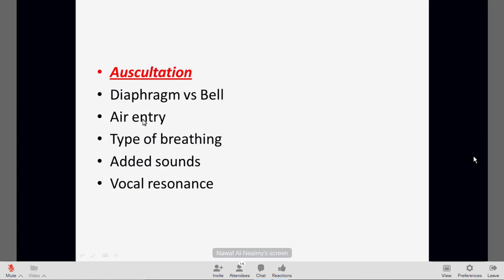The first point is the air entry. I will try to assess the air entry or the breath sound. Now, if you try auscultating a patient or a family member at home, you hear the breath sound and the loudness of the breath sound. From this loudness of the breath sound, I know whether the air entry is good or fair, or if it is diminished, and sometimes it can also be absent.